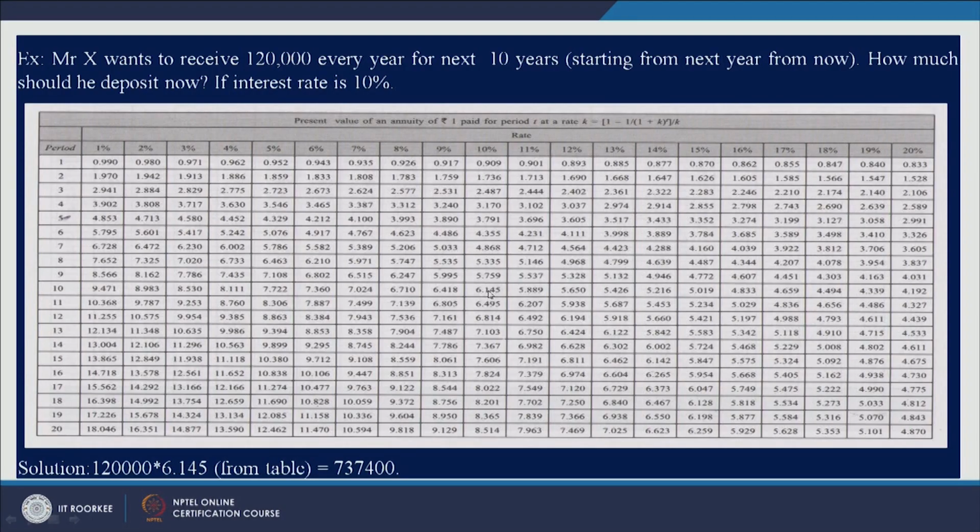So, what is the solution? It's for 10 years and the interest rate is 10%. So, you just see the period is 10 years and the interest rate is 10. This factor is 6.145. So, just multiply 120,000 by 6.14, and you will get this value, which is 7,37,400. So, this is the answer to this question.